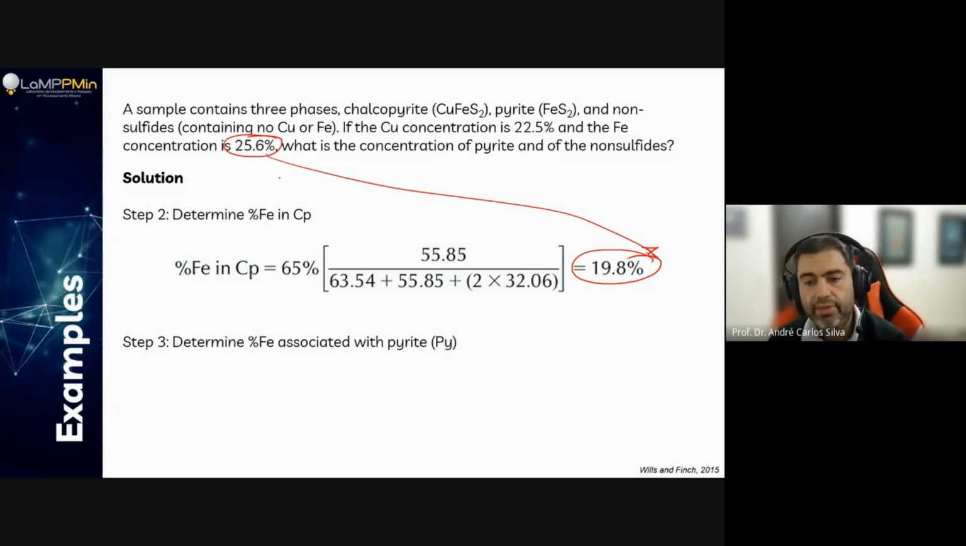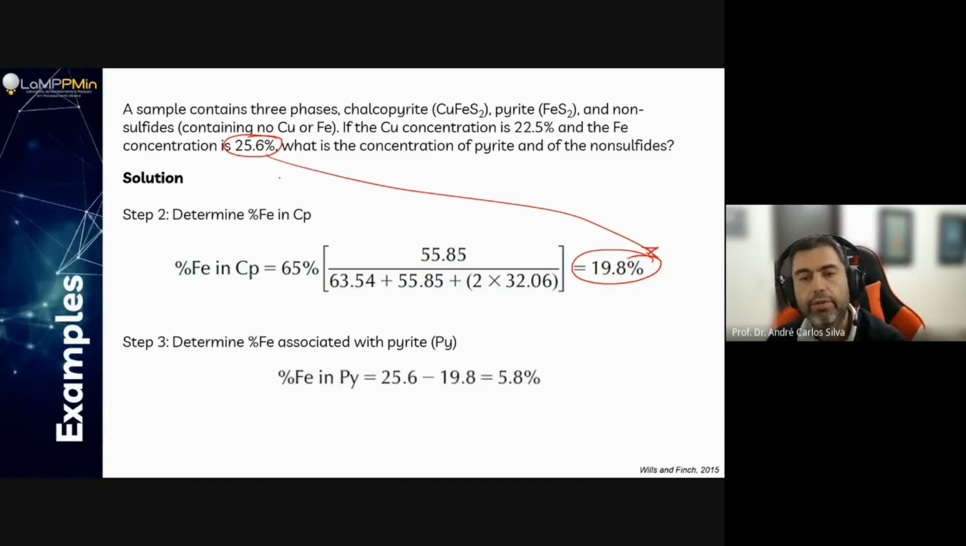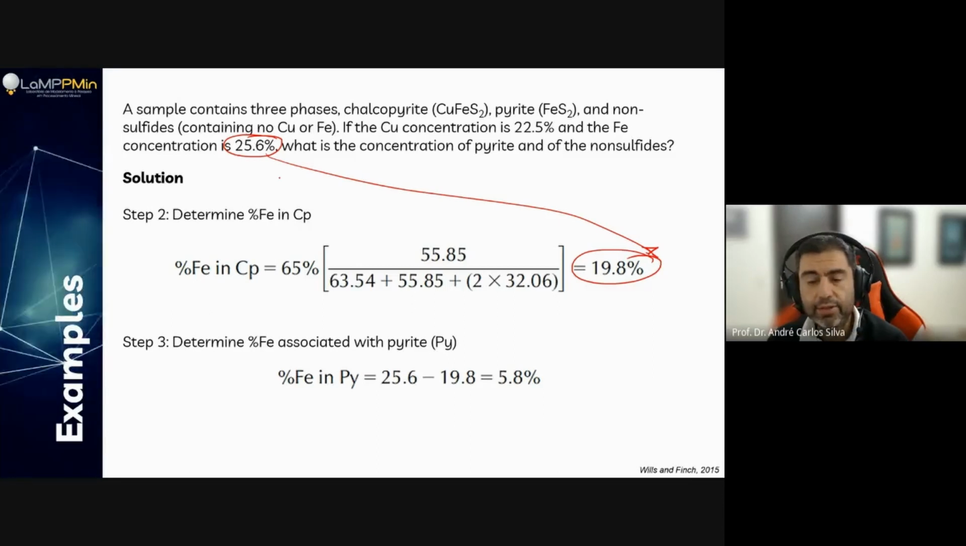So what is left of iron is associated with pyrite, and that's for sure going to be in the pyrite. So here, how can we do this? Just calculating the iron in the pyrite, and it's going to be pretty simple.